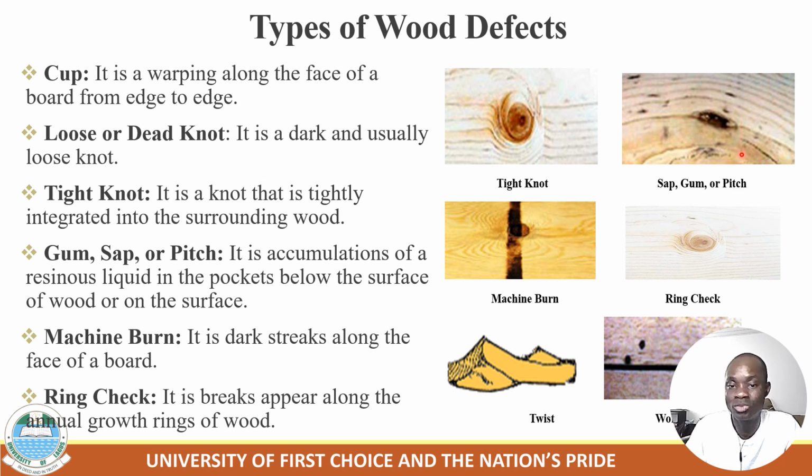Knot, whereas this one is sap, gum or pitch. This one, the defect is a machine burn. When the machine is used to cut, there is a frictional effect, and it tends to burn the wood and cause a defect on it. And this one is a ring check, whereas this one is a twist, maybe as a result of high temperature or high temperature seasoning. And this one is a knot. So it's porosity in wood. All those are examples of wood defects that downgrade the effectiveness or standard of wood.